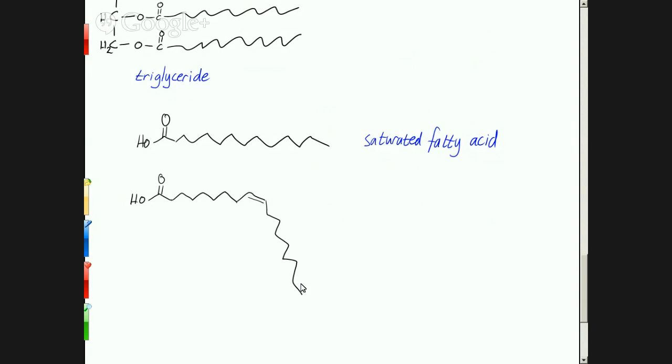So this is oleic acid, which is the main acid in olive oil. And it's unsaturated because of this double bond here. It doesn't have quite as many hydrogens as it could. If we could turn that double bond into a single bond, it would be more saturated, it would have more hydrogens.